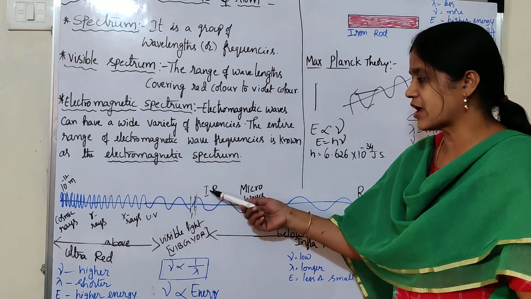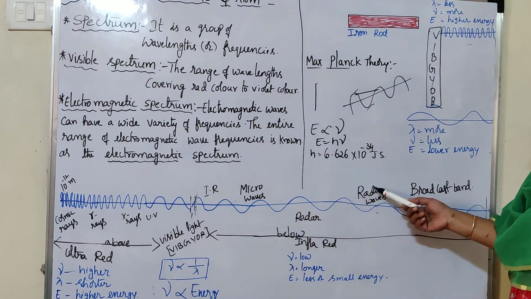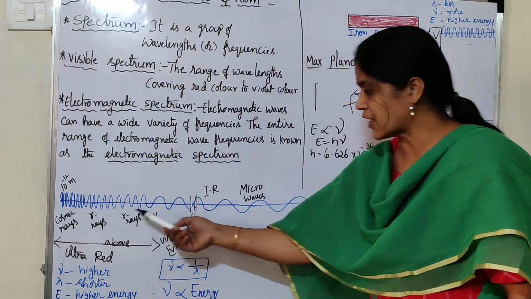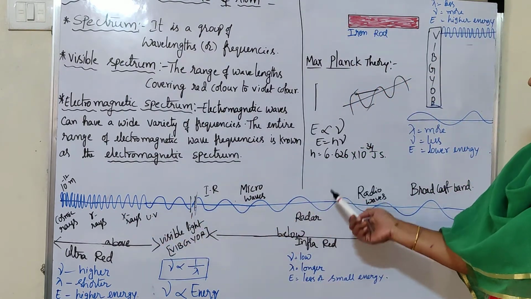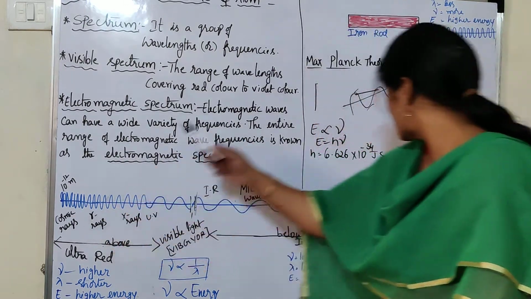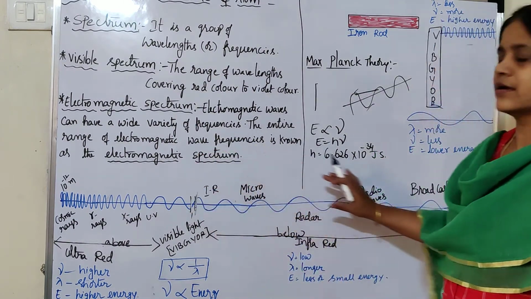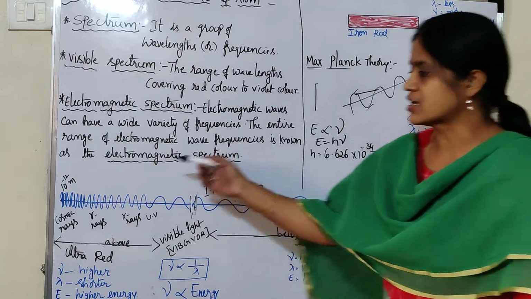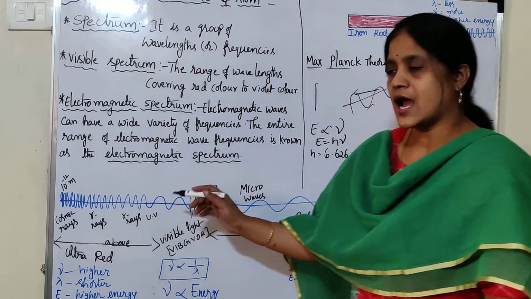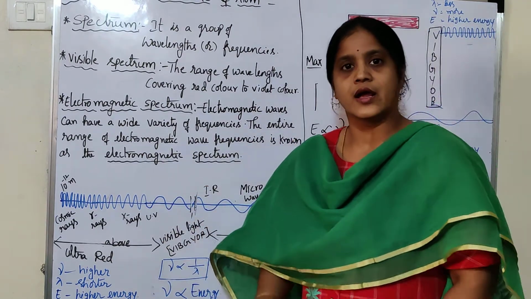Then after visible light we have infrared rays. Then after microwaves and radar waves, we have radio waves and broadcast band waves. So this electromagnetic wave has a wide variety of frequencies, from cosmic rays to broadcast band waves. The entire range of frequencies: cosmic rays have a different frequency, gamma rays have a different frequency, and each one has different frequencies. Due to that, its energy is also different.